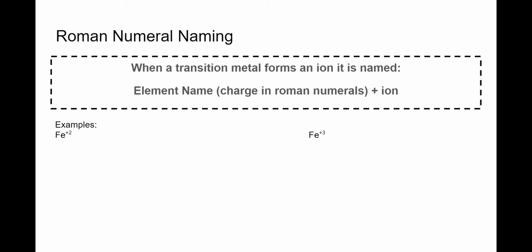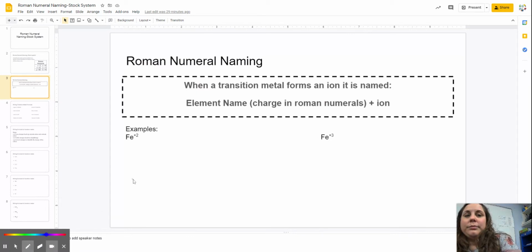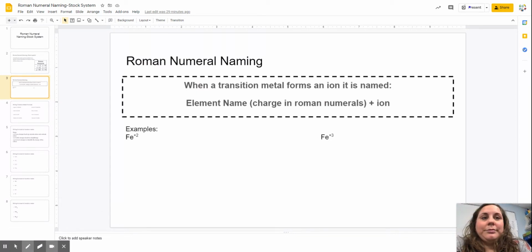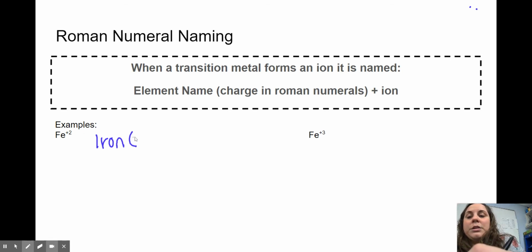So when a transition metal forms an ion, it is named the element name, and then in parentheses, we write the charge in Roman numerals, and then the word ion if it's single. So for our first example, we have Fe plus 2. So we have iron, and then we're going to use our parentheses to tell its charge is 2. So we use a Roman numeral 2, and then we're going to write the word ion.